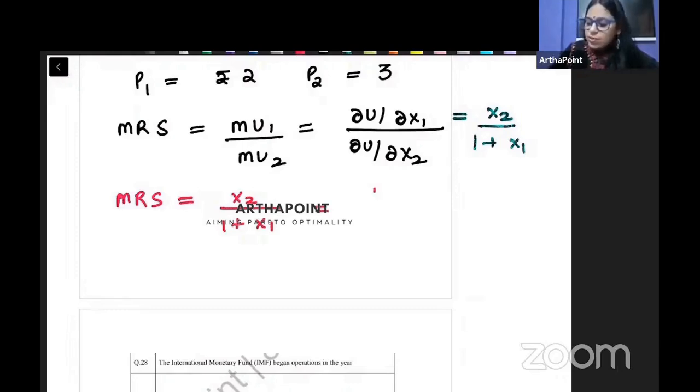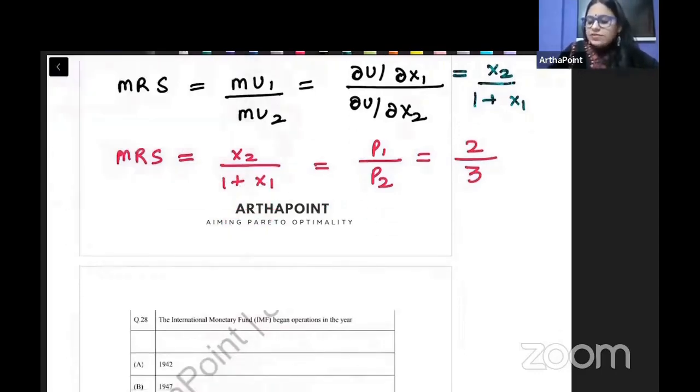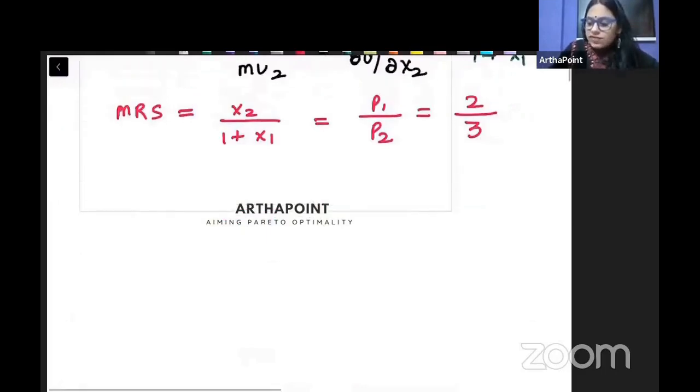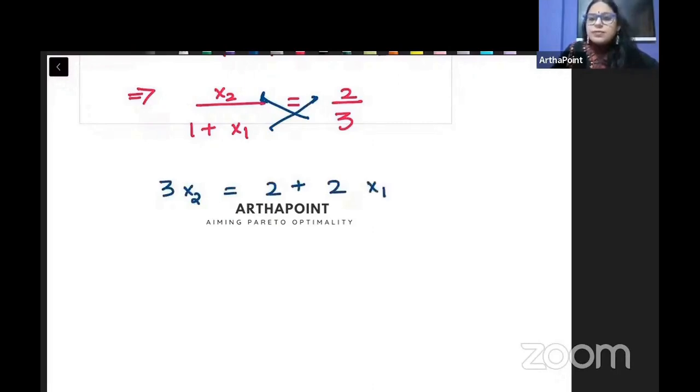What is your price ratio? MRS को हम equate करते हैं P1 by P2 से. Price of good 1 is given to us as 2. Price of good 2 is given to us as 3. So when I solve this equation, what will I get? I will get x2 divided by 1 plus x1 is equal to 2 by 3. Beta, cross multiply karo. Just cross multiply. You will get 3x2 is equal to 2 plus 2x1.